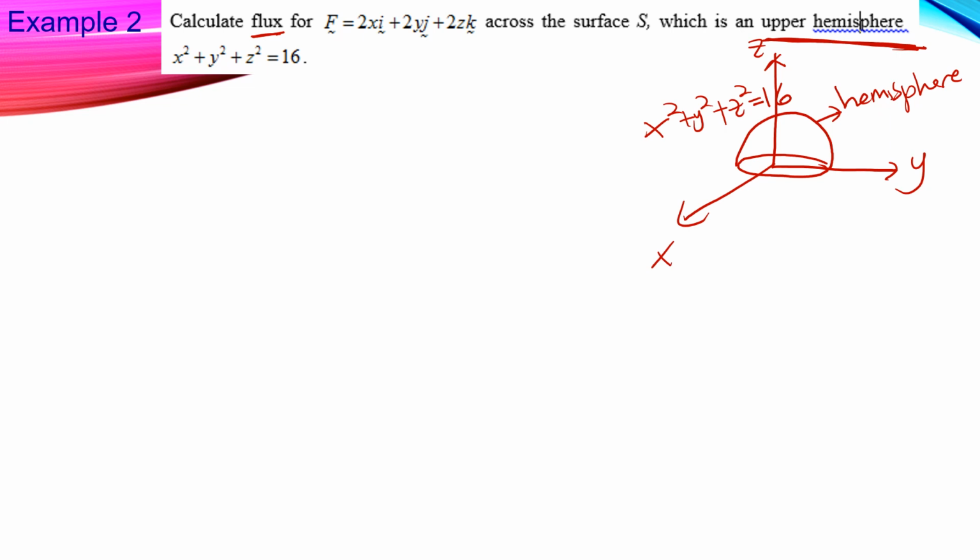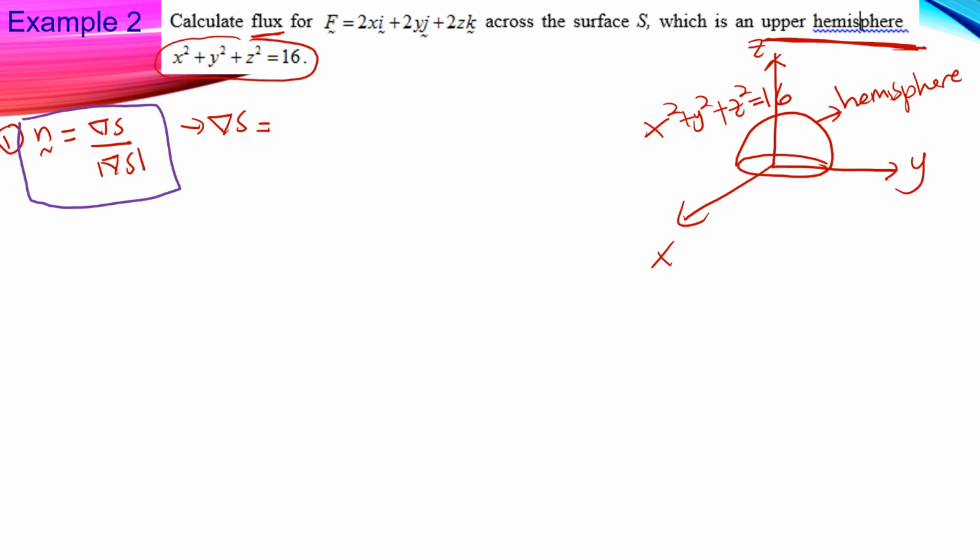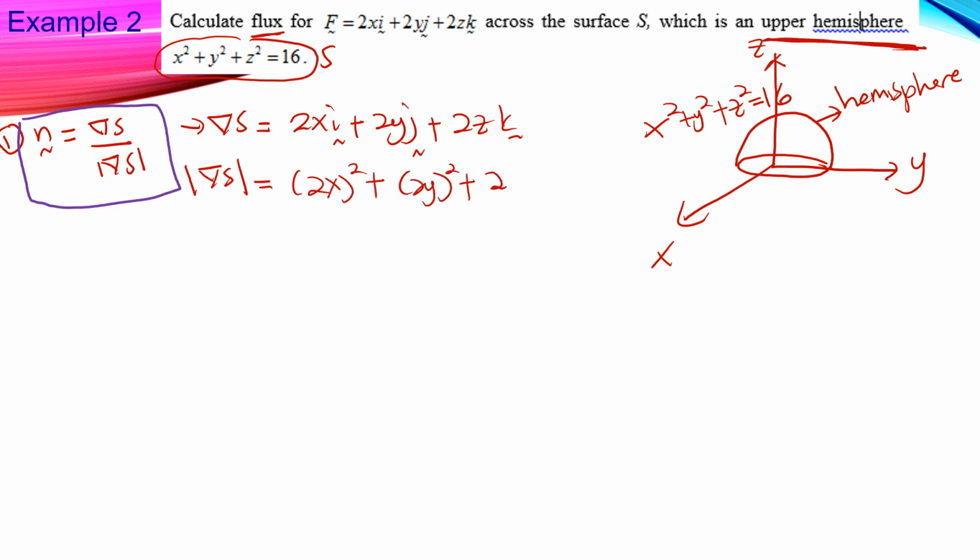Alright. So, first step is we find n. Remember, n for the parametric surface is gradient S over magnitude of gradient S. Okay, so first of all, find gradient S. Partially differentiate the whole function of S. Respect to x is 2xi, respect to y is 2yj, respect to z is 2zk. This is gradient S. The magnitude of gradient S is the square root of 2x squared plus 2y squared plus 2z squared.